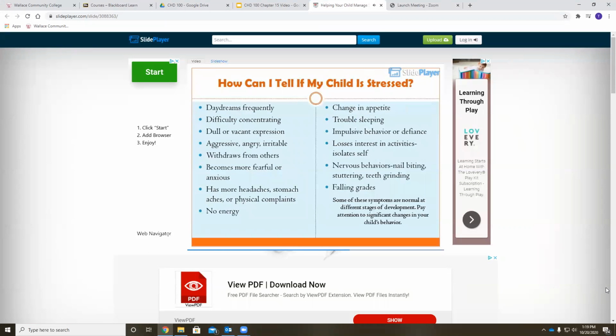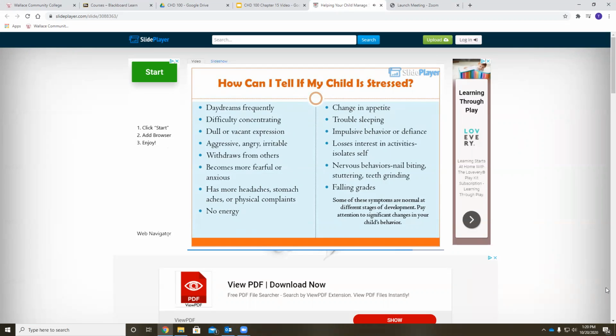How can I tell if my child is stressed? Daydreams frequently. Difficulty concentrating. Dull or vacant expression. Aggressive, angry, irritable. Withdraws from others. Becomes more fearful or anxious. Has more headaches, stomach aches, or physical complaints. No energy. Change in appetite. Trouble sleeping. Impulsive behavior or defiance.